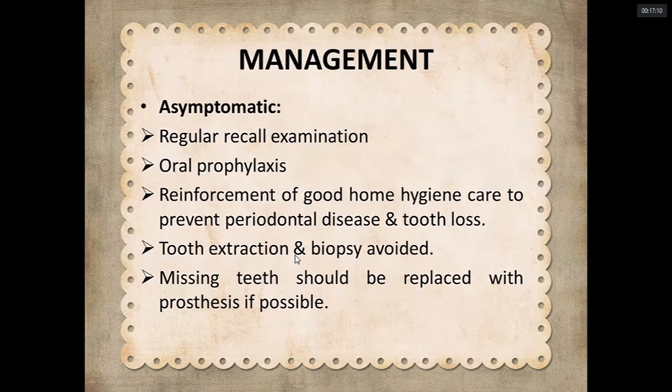Lastly, the management part. If the lesion is asymptomatic, we can just go for regular recall examination, oral prophylaxis, and reinforcement of good home hygiene care in order to prevent periodontal diseases and tooth loss. Usually tooth extraction and biopsy should be avoided. The missing teeth should always be replaced with prosthesis whenever possible. So these are the management parts if the lesion is asymptomatic.